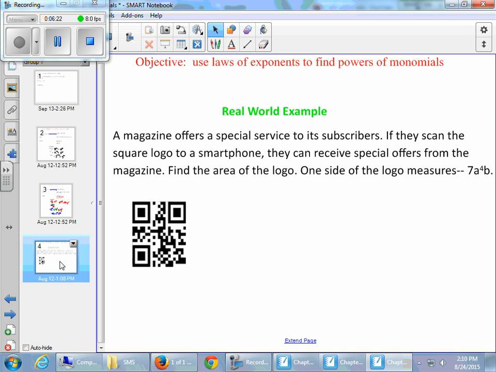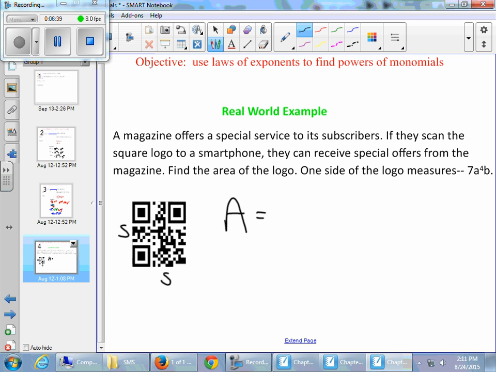All right. First, you have to remember how to find the area of a square. It's a square, and finding the area means finding the inside. The sides are the same. S times S gets you the area. We have area equals S squared. So the one side measurement they gave us is 7a to the fourth b. We're just going to plug this in for S. So it's going to give us 7a to the fourth b, squared.